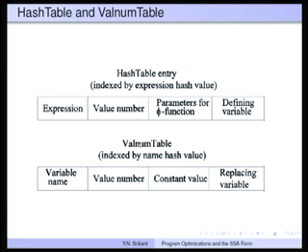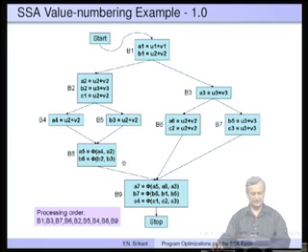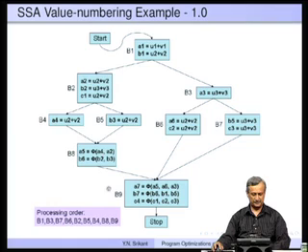So, this is the picture I just now showed you. So, let us run through this particular example and see how exactly value numbering happens. There are more points to be noted as we go along, and we will refine them at the end of the example. Okay. So, the processing order is always given here.